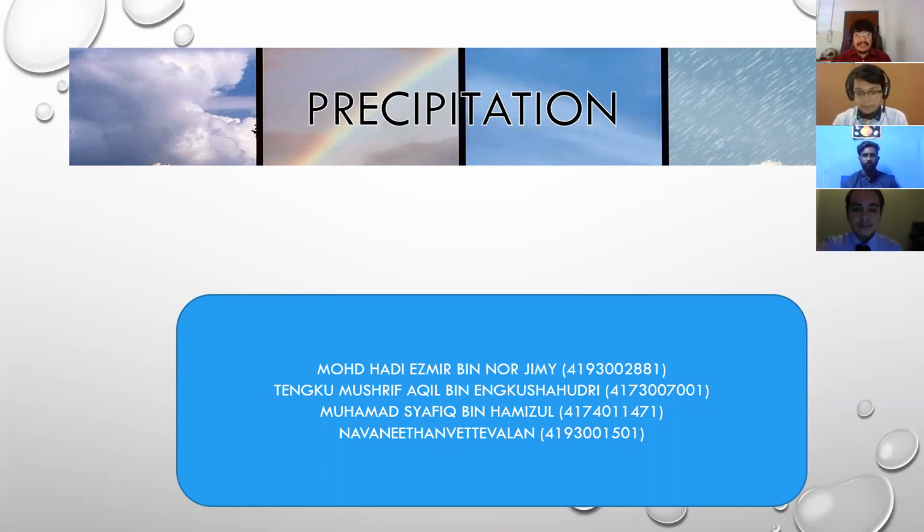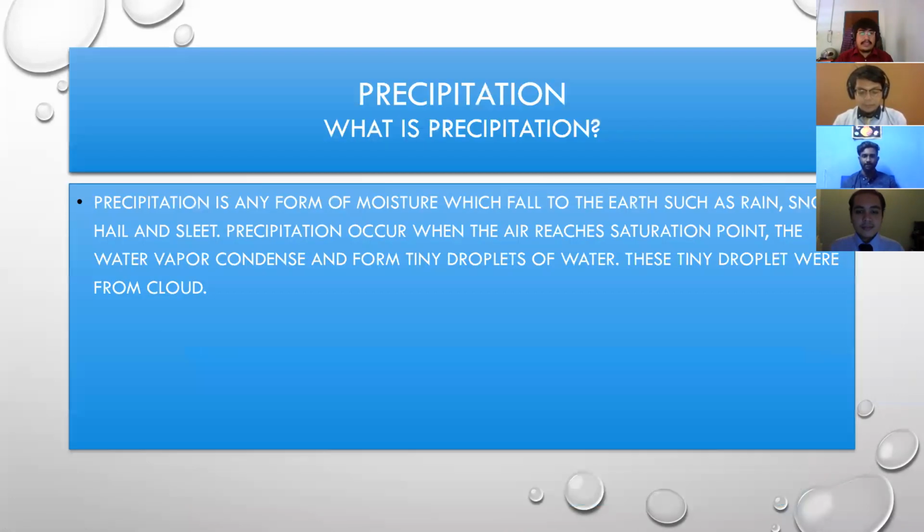My name is Tengku Mushrif Akil. Today, our group will present about precipitation. Our group consists of four presenters: Mr. Hadi, Tengku, which is myself, Mr. Shafiq, and Mr. Nawa.